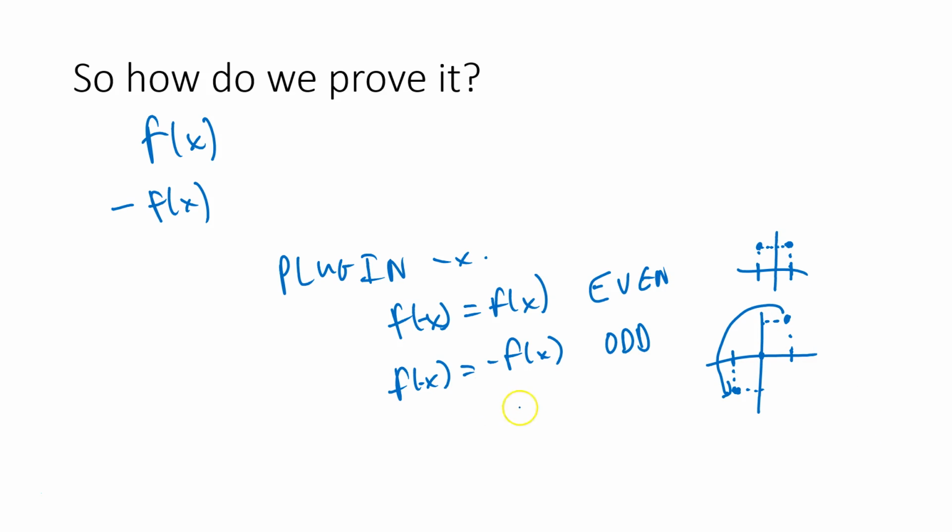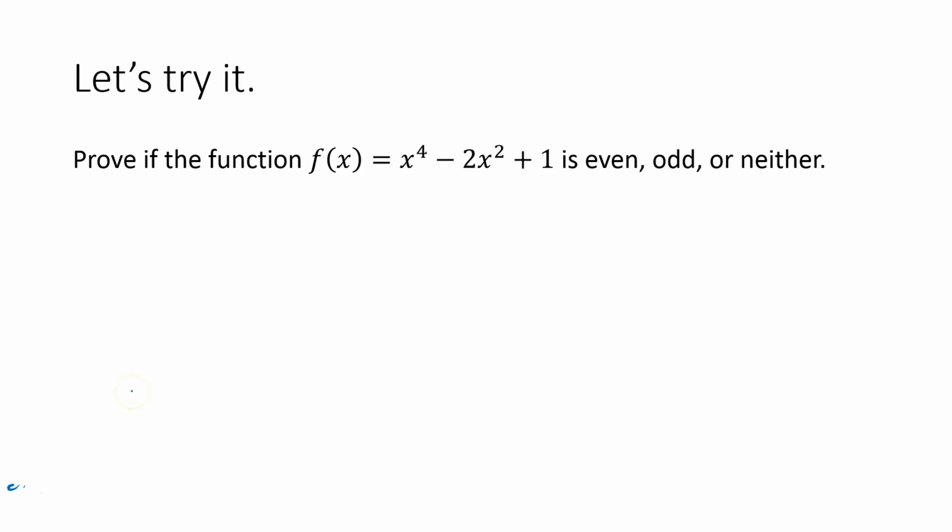Now the third thing that could happen is you could get neither of these. So this would be something like the square root function or the exponential function. So if you get neither of those two, that's where you're looking at a situation where you have neither odd nor even symmetry. Okay, let's take a look at some examples here.